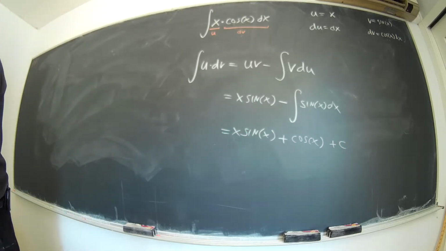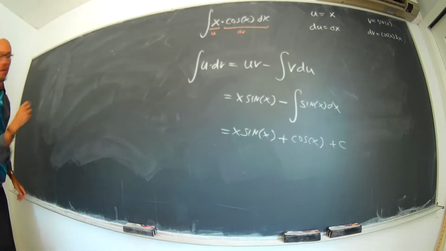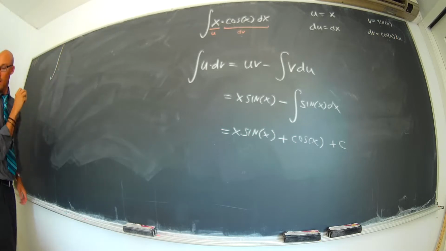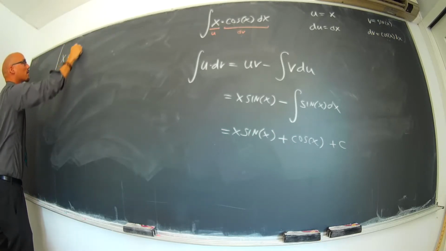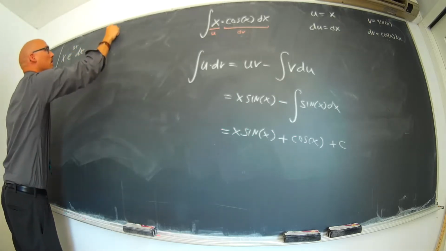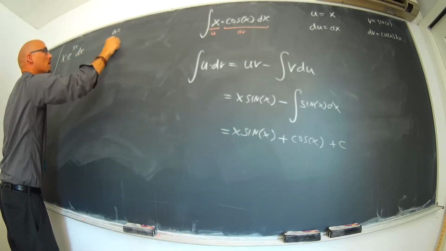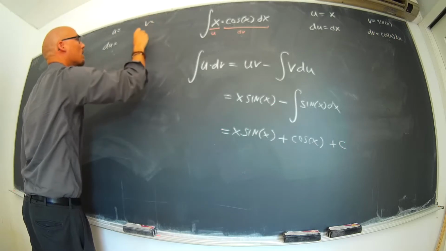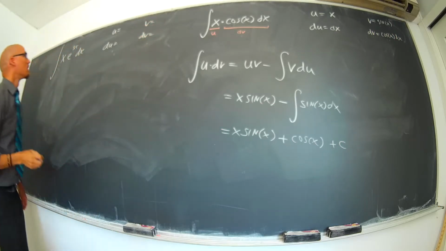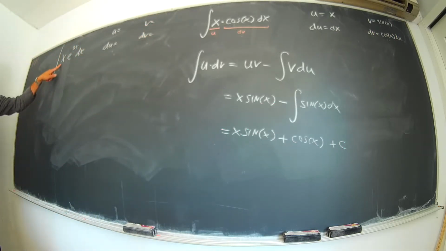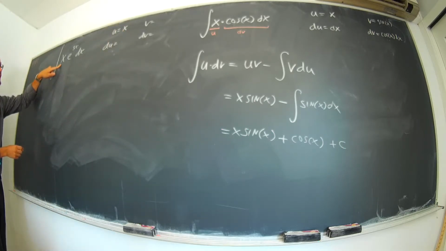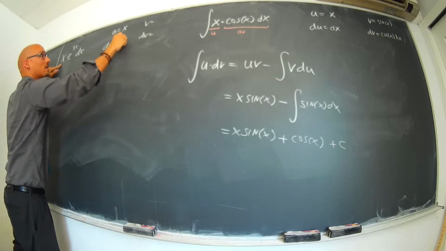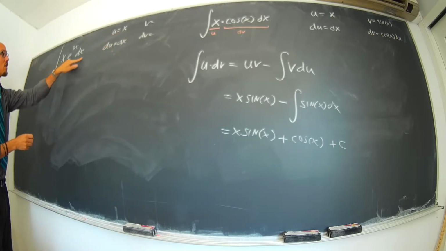Let's see if we can whip through another one. The integral of x e to the 3x dx. So we want to simplify this. We want this to go away. We'll make that x, and its derivative is dx. And we'll make this our dv.